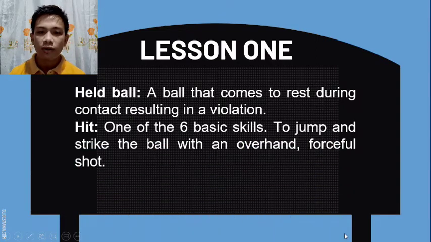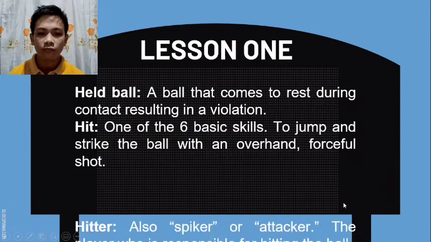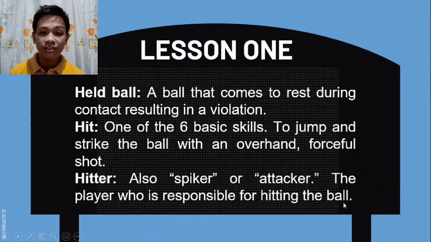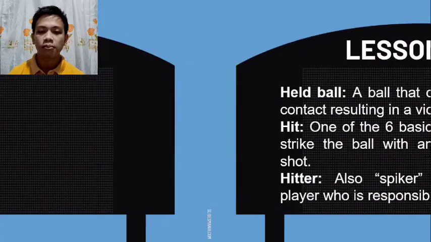Next, hit. One of the 6 basic skills. To jump and strike the ball with an overhand forceful shot. So, ito na yung spike or hit or attack. Okay, hitter. That's the person. Spiker or attacker. Yun na. Player who is responsible for hitting the ball.